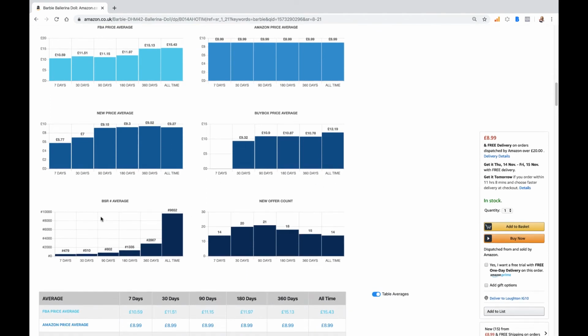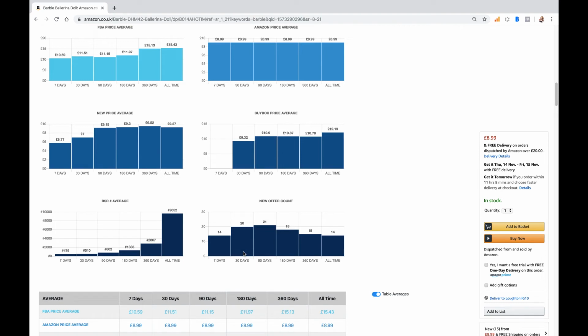And the same with the bestseller rank. You can see that the bestseller rank is the lowest now it's ever been, probably because the price is the cheapest it's ever been. So it's selling the quickest at the moment. And then you can look at the new offer count. You can see what's happening and how many sellers there are on the listing. And there's less sellers at the moment. And you can see what's happened over a period of time. So it's always been between 14 and 21 sellers on this listing.